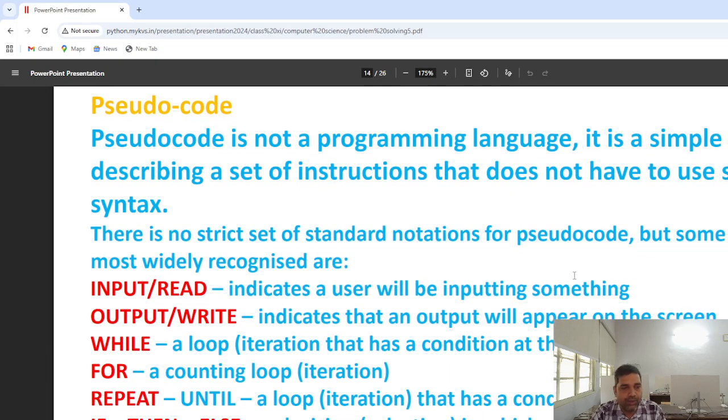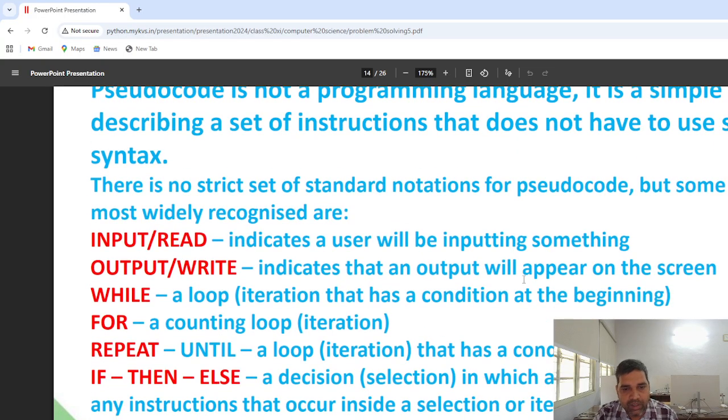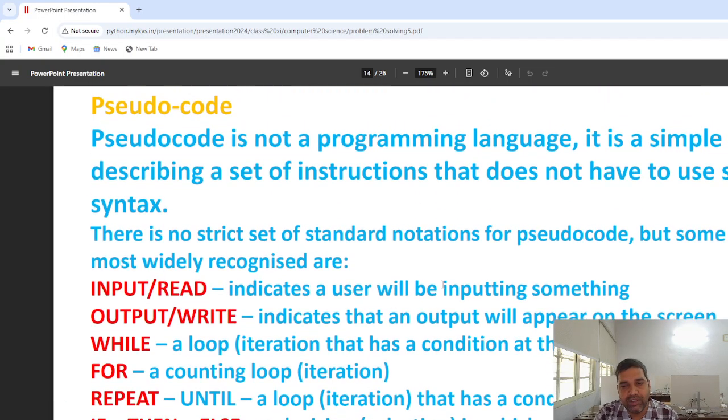Now we have discussed what pseudocode is. So writing the algorithm code, not in a programming language, but in your own language, local language, in simple English. Here we don't have to follow any syntax. It is a set of instructions that does not have to use specific syntax. There is no strict set of standard notation for pseudocode, but some of the most widely recognized are: we use the input statement for taking the input. Read indicates the user will be inputting something. Output and write we use, which indicate that an output will appear on the screen.